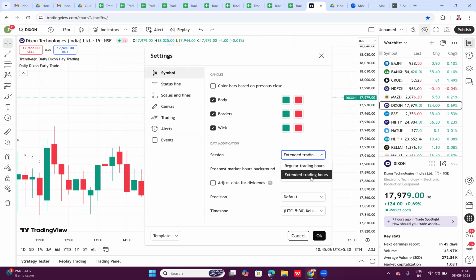I hope you are already using TradingView, so the time zone of India is already available. Always select extended trading hours in session. In session, two options are available: regular trading hours and extended trading hours. So we always have to select extended trading hours.